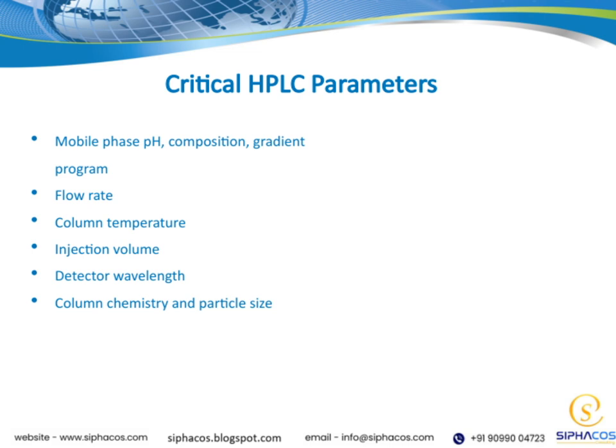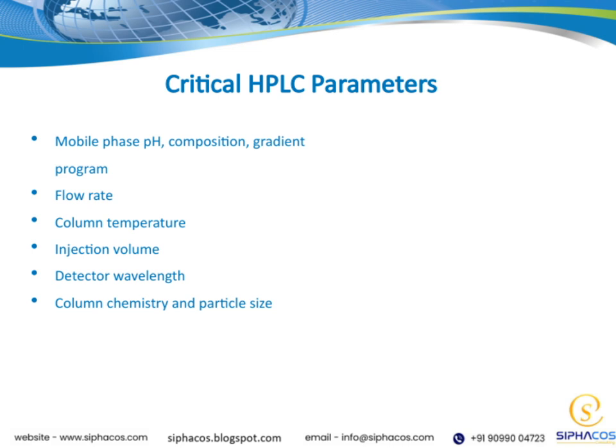Injection volume is another key aspect. Injecting too much can cause peak broadening and overload the column, while too little might reduce sensitivity. It's about finding that sweet spot for accurate, reliable detection. Detector wavelength should be chosen carefully based on the analyte's absorption characteristics. Selecting the optimal wavelength ensures maximum sensitivity and specificity in your detection.